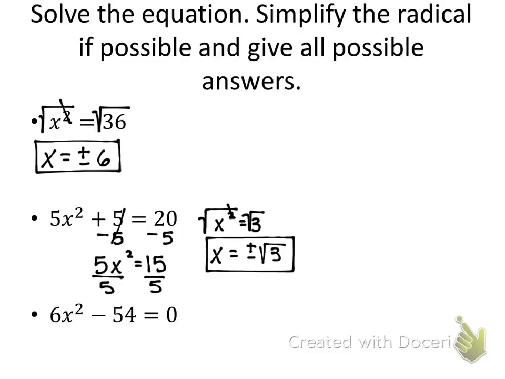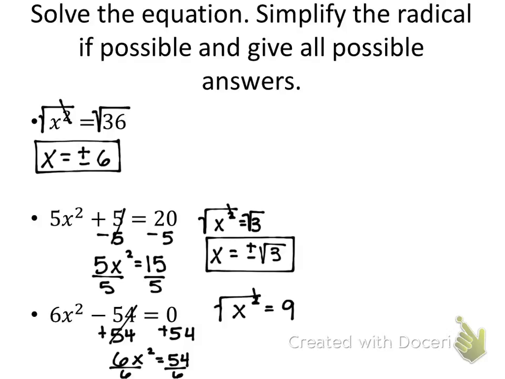Okay? Next problem. What would I do here first? Add 54. Now I have 6x squared is equal to 54. Divide by 6. And we have x squared is equal to 9. Square root. And what does x equal? Positive negative 3. Perfect. Very good.